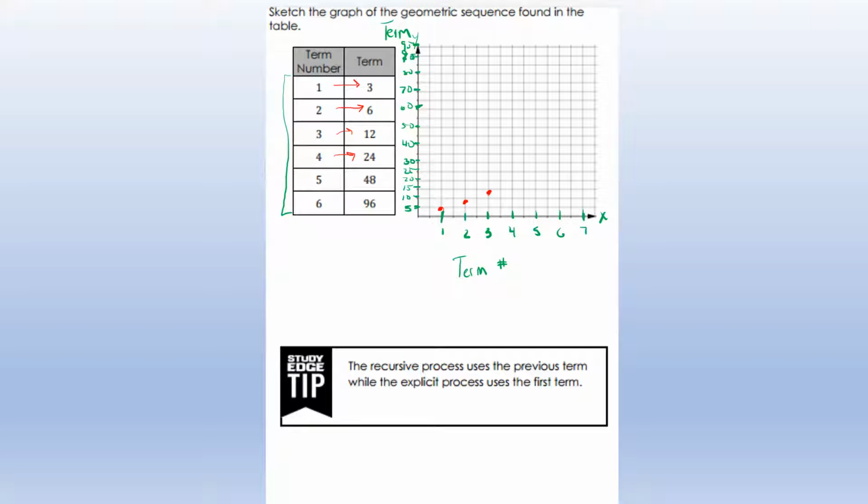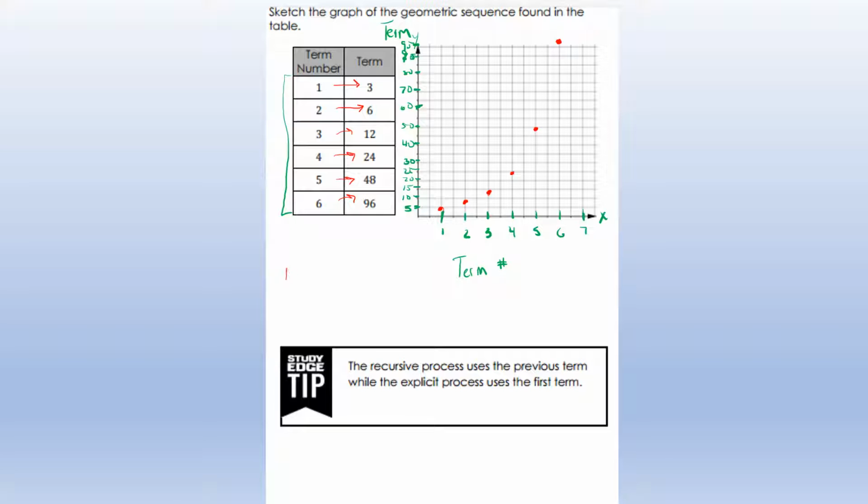4 is at 24, so 4 is up at 24, so a little bit less than 25. 5 is 48, so the fifth term is up at 48, so I got to go up almost to 50. And 6 goes all the way up to 96, so that's 95 was the last line here, so it's right above 95. So what do you notice about this graph?